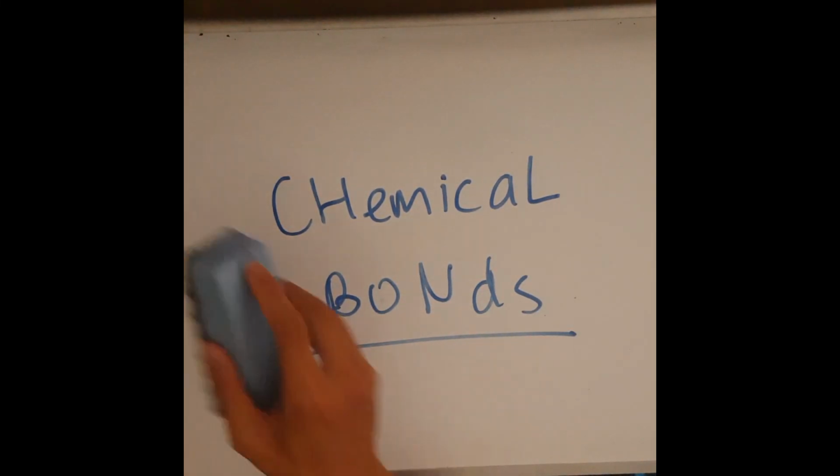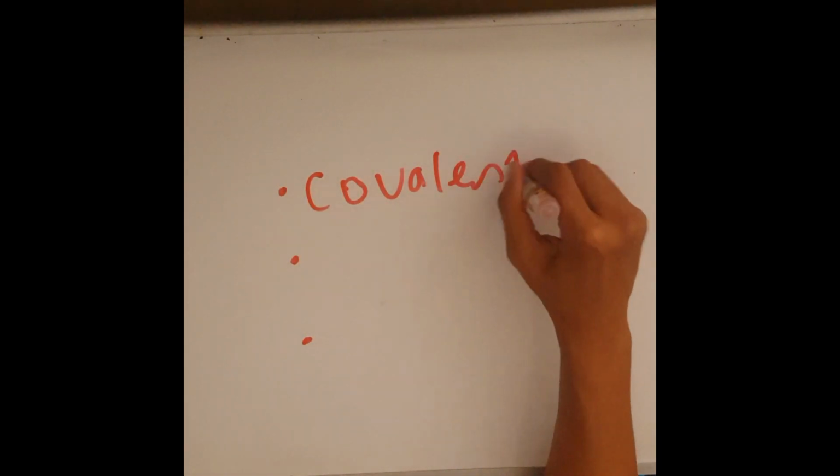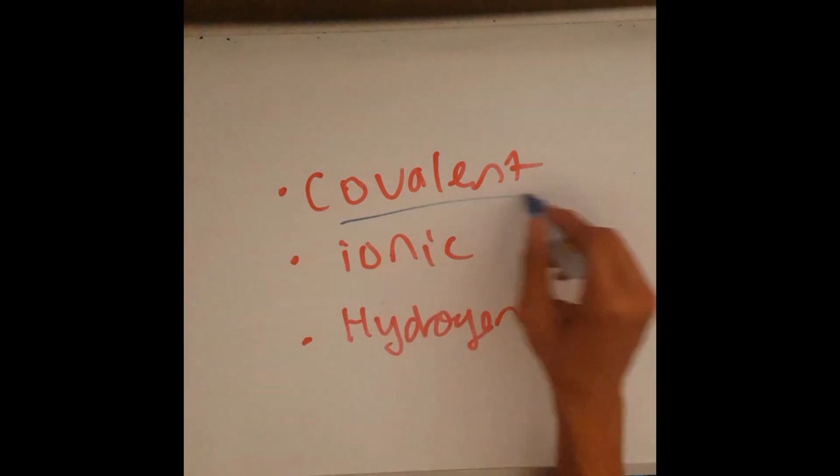Now, when it comes to chemical bonds, there are three types. The first is covalent bond, the second one is ionic bond, and the last will be a hydrogen bond. We're going to be getting into each and every one of these bonds.